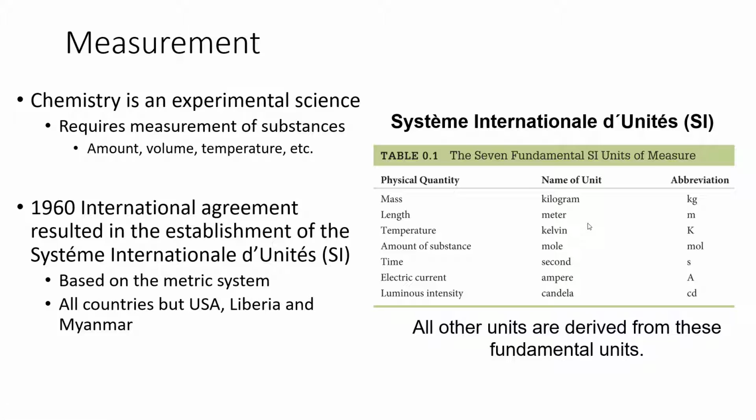In 1960, an international agreement resulted in the establishment of the SI unit system, which is based on the metric system, a set of units to describe all of these different measurements that we can use. All of the countries in the world, except for the United States, Liberia, and Myanmar, use this SI set of units in order to describe their measurements.